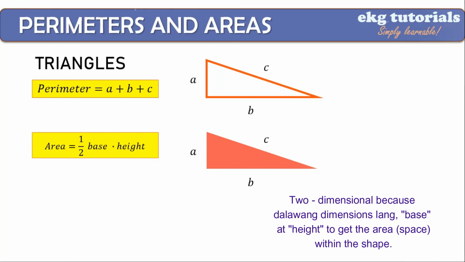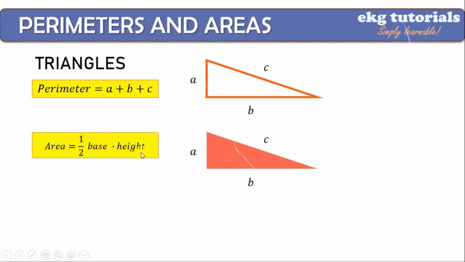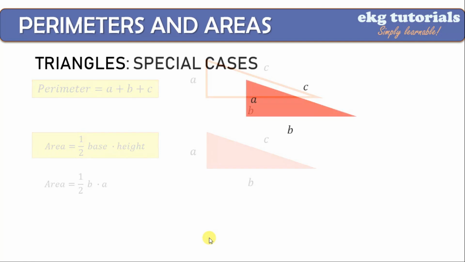Which is in this case, a triangle. So, ito daw yung formula ng area ng triangle. It's basically 1/2 base times the height. In this case, yung height natin is yung side A. Okay? So, kaya yung area for this particular triangle will be 1/2 ng B, which is our base, times the height, which is A.